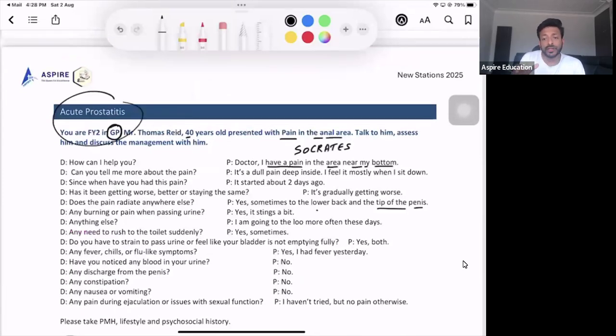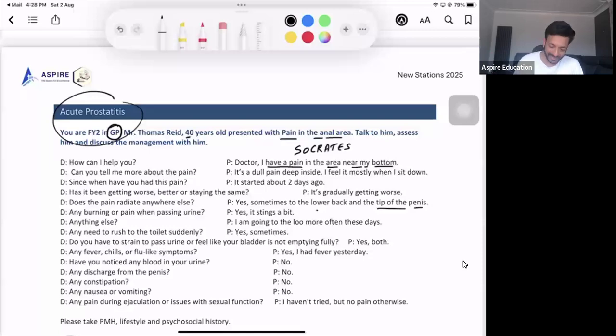Now, how are you going to find out whether you're going to do the examination or not in this particular scenario? When you go in the cubicle, I would like you to scan the room quickly and see if there is a mannequin or not. If there is a mannequin, what does it mean? It means they're expecting you to do the examination as well. This is really, really important. So be a bit quicker in the history so you can leave some time for the examination and then later for the management as well.